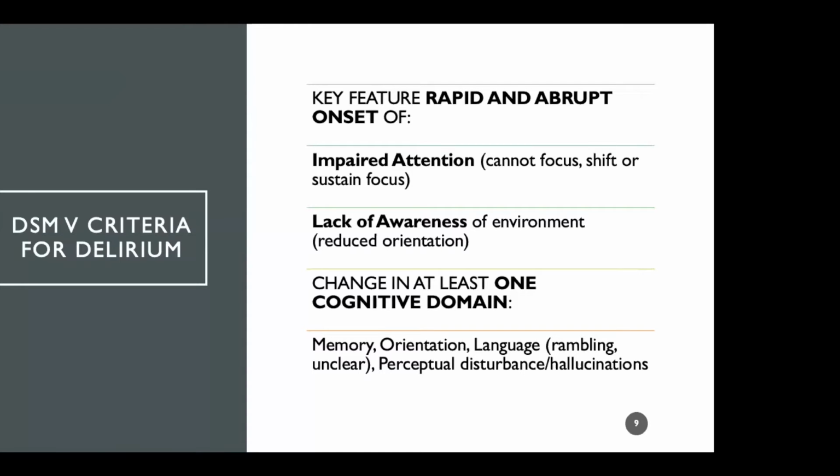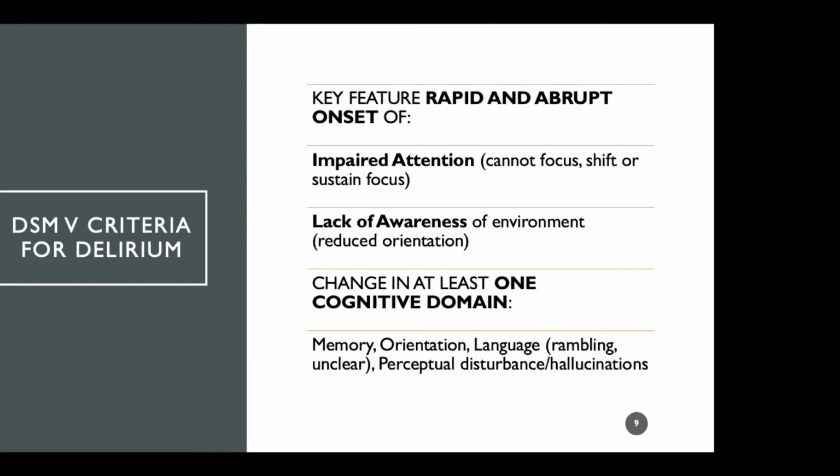lack of awareness of the environment. Where am I? I'm confused. Is it day? I'm looking for my home. So there's reduced orientation. So that's the lack of awareness. And change in at least one of these cognitive domains: memory, orientation, language. Language essentially means they're rambling and unclear. And perceptual disturbance such as hallucinations.